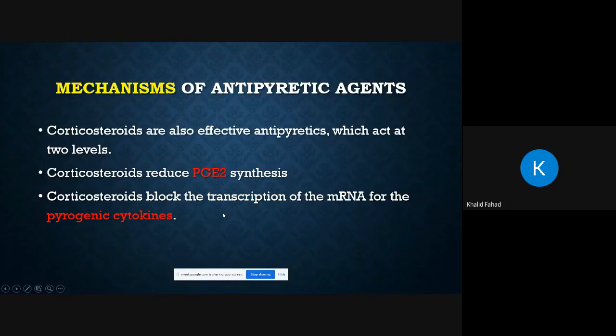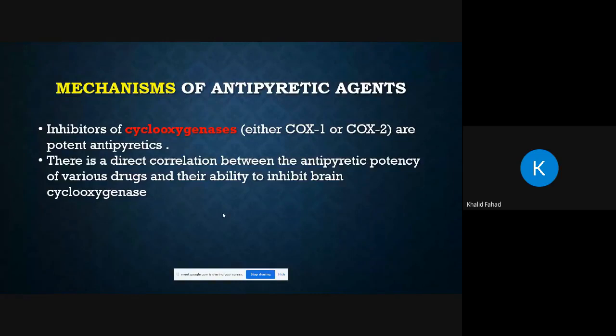Regarding the use of antipyretics, we have three types: aspirin, acetaminophen, and other non-steroidals, for example ibuprofen, mefenamic acid, and diclofenac. All of these are non-steroidal drugs, which block the synthesis of COX-1 and COX-2, which are the mediators of fever.